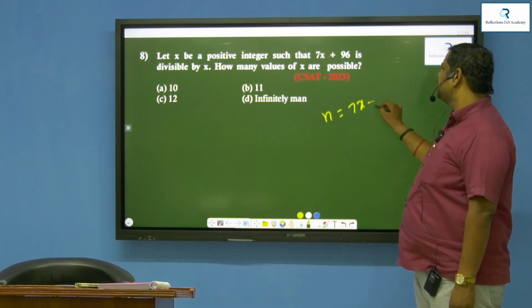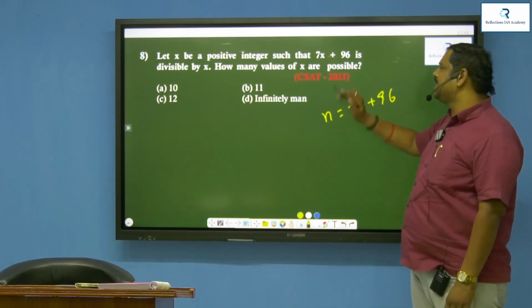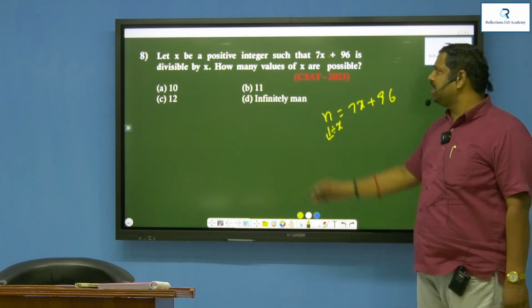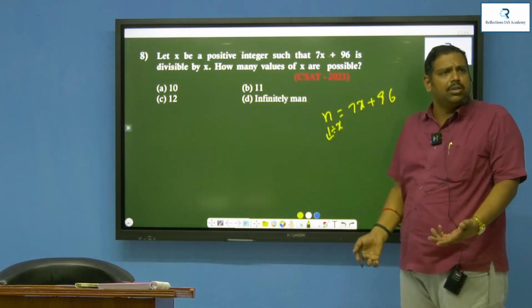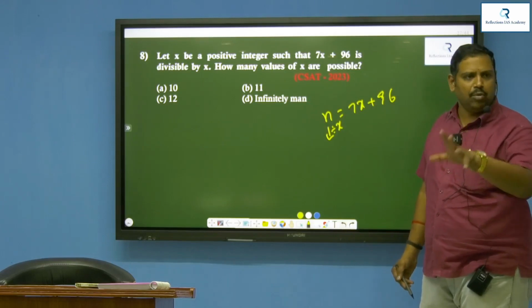It is 7x plus 96, sir. I am dividing with x. He said the remainder is how much? Divisible means remainder is how much? Say loudly. 0. Remainder is 0. Then what should I do?